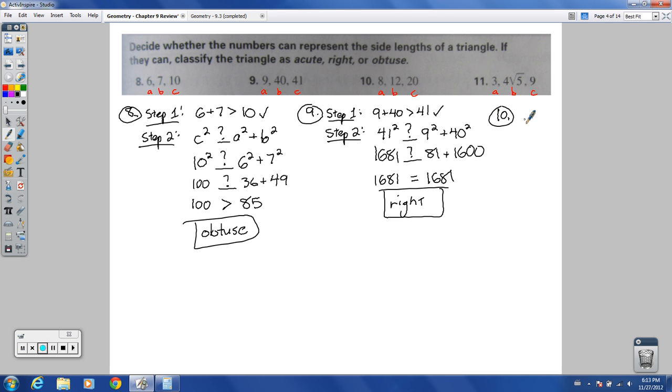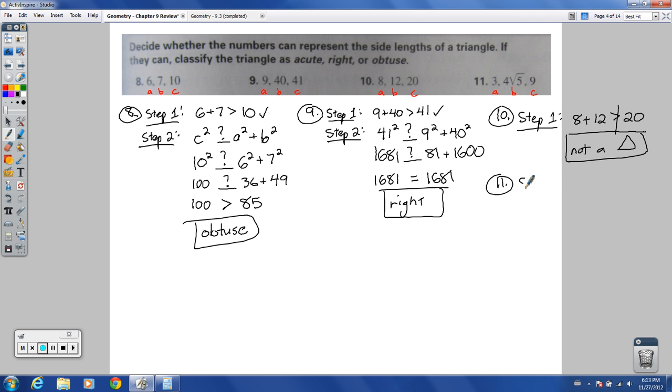All right, let's check this one out. Step 1. You've got to compare A plus B. A plus B is 8 plus 12. Is that greater than 20? Is that true? Well, 8 plus 12 equals 20, so it's not greater than 20. And so this is not even a triangle. If it's not a triangle, please, please, please do not check and see what kind of triangle it is. It's not a triangle, so there's no reason to continue here. So number 10 is done. You can't make a triangle if these are your 3 sides.